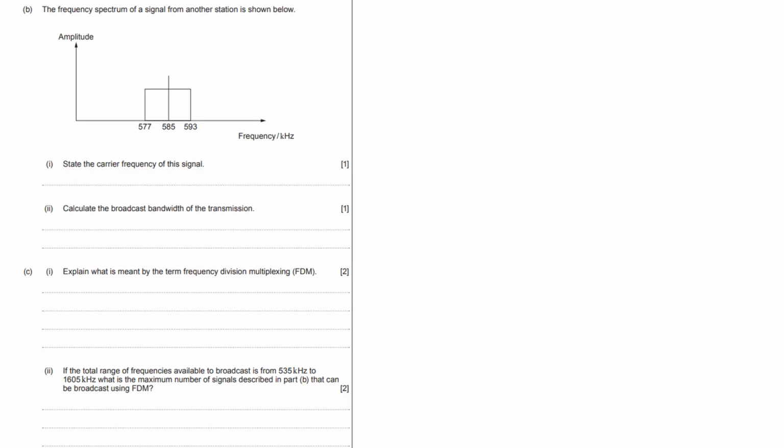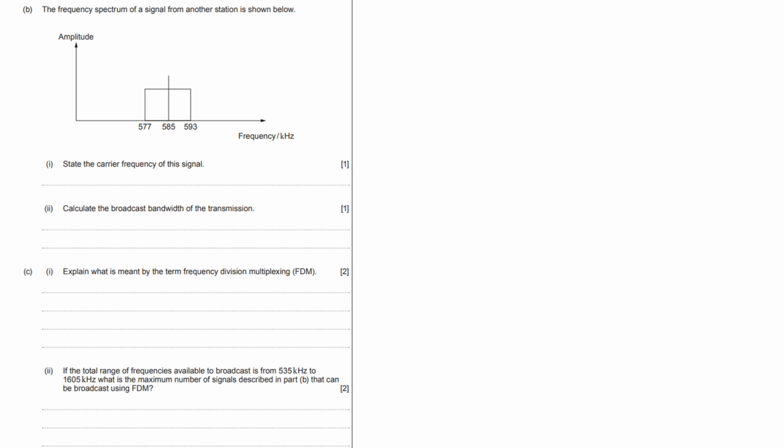Okay, good old frequency spectrums. The frequency spectrum means lines. Frequency response will be a curve. The carrier frequency is the one in the middle. That's obviously 585 kilohertz. The broadcast bandwidth is from the left position to the right position.